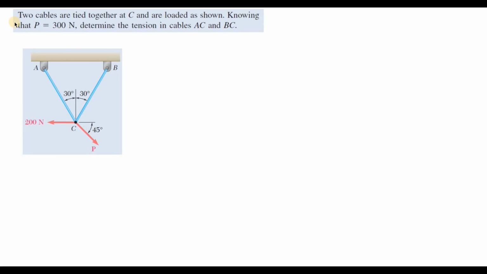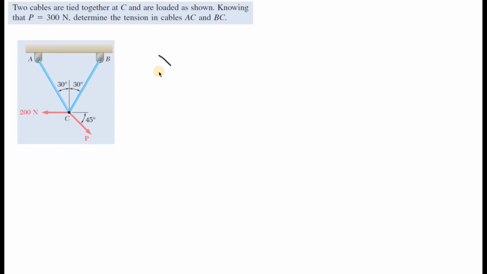For the fifth and final problem I'll be going over, we have two cables tied together at C and loaded as shown. Knowing that P is equal to 300 newtons, determine the tensions in cable AC and BC. First of all, I'm going to draw the free body diagram at point C. Here we have tension AC. Here we have point C. This is tension BC. Tension AC and tension BC are 30 degrees from the vertical axis. Here's our x-axis, and we also have a 200 newton force going horizontally to the left. Finally, we have a force P going 45 degrees from the horizontal axis.